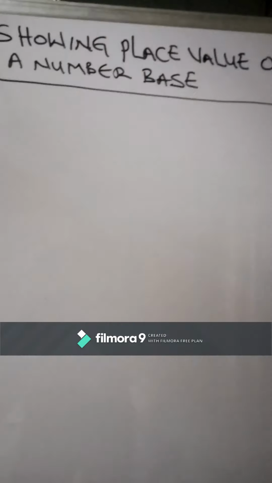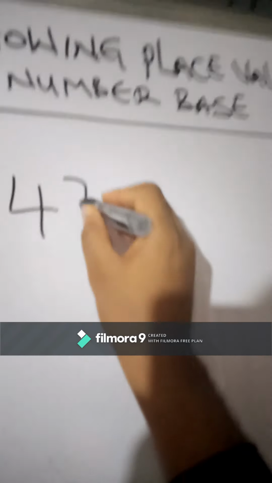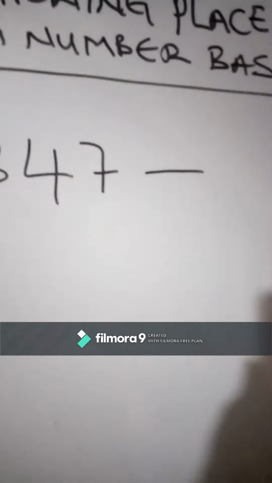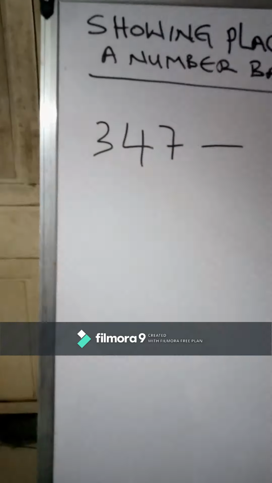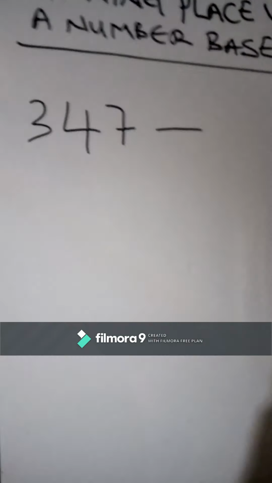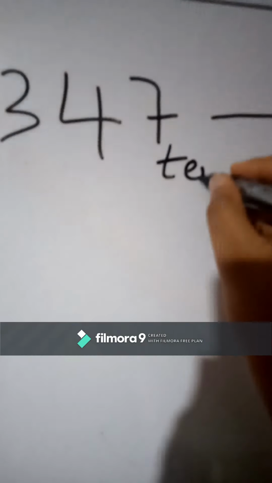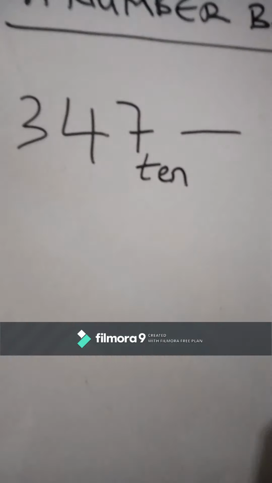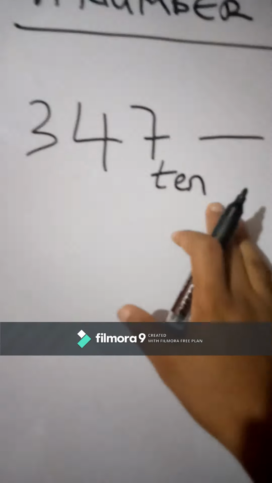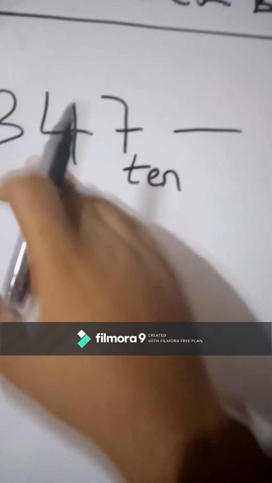Remember, I explained to you that when a number is written without a base, it is assumed to be base 10. For example, if I write this, if I didn't write any base under, it is assumed to be base 10. So it can either be written as 347 or I introduce 10 under. Remember that your number base is written out in words and below the number itself.